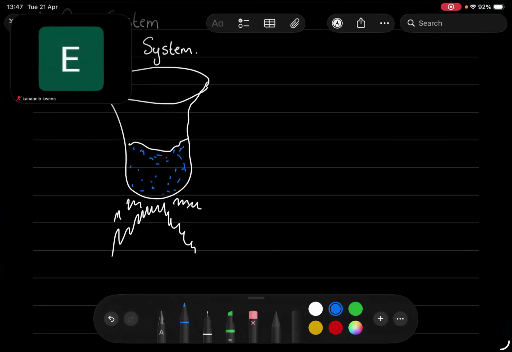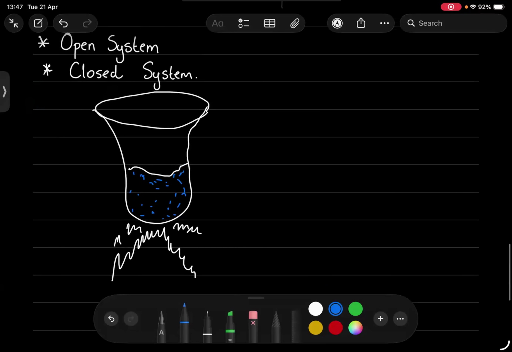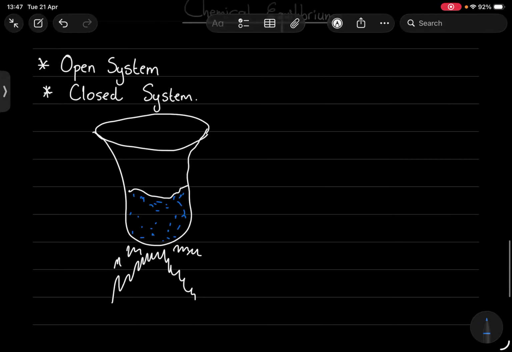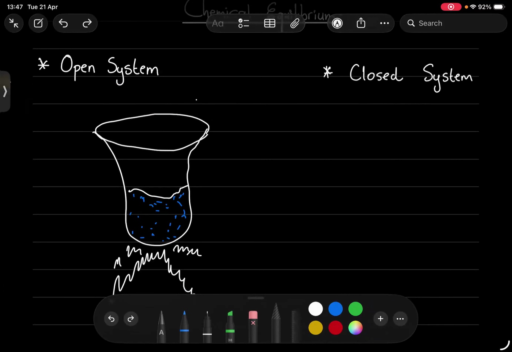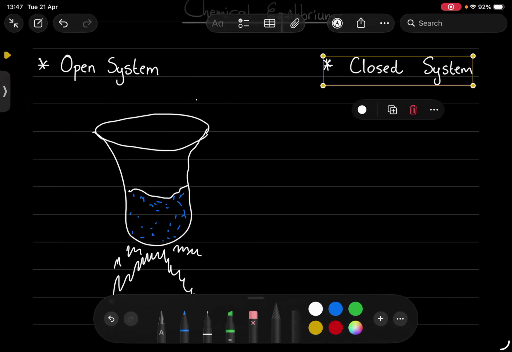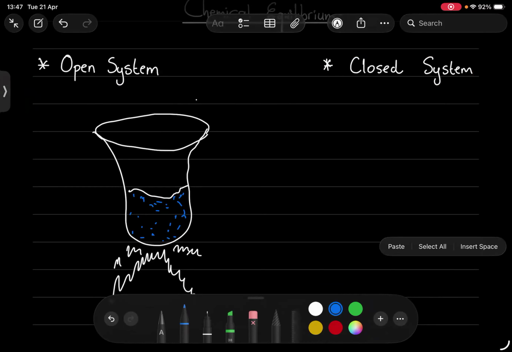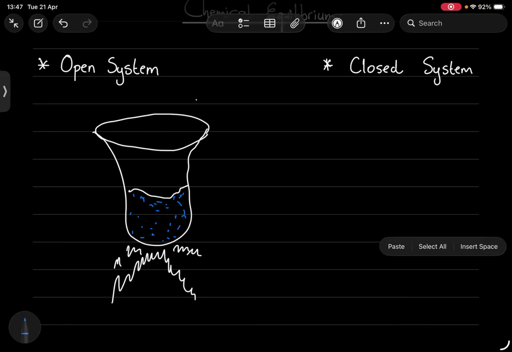Yeah, guys. Are we still there? Yes, sir. Okay. So, here's the beaker. And you can see that this beaker doesn't have a lid, right? And we have another beaker here.